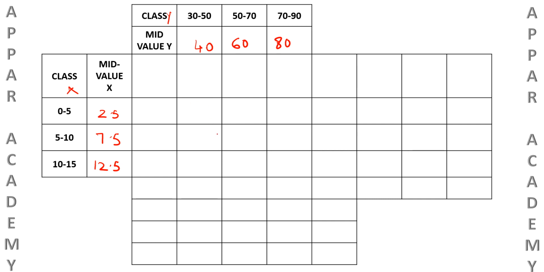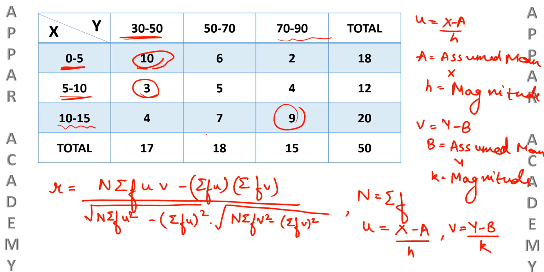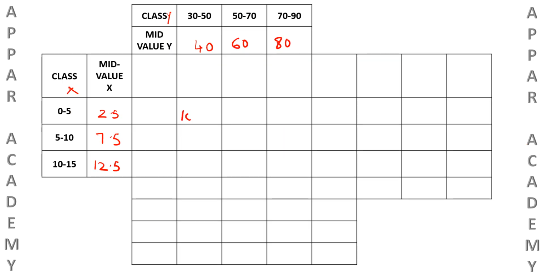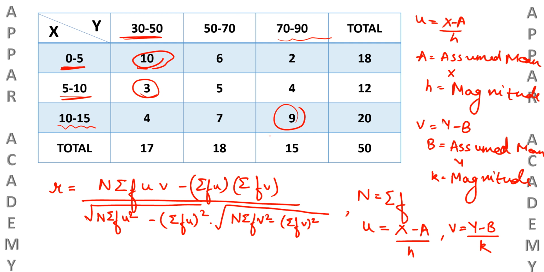Next step, let us write down the frequencies. That is these frequencies: 10, 3, 4, 6, 5, 7, 2, 4, 9. So this is the data, right? I've just copied it down over here.